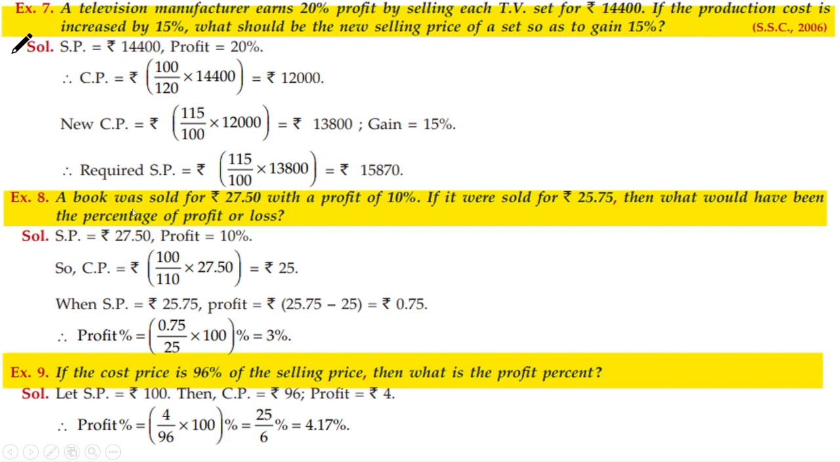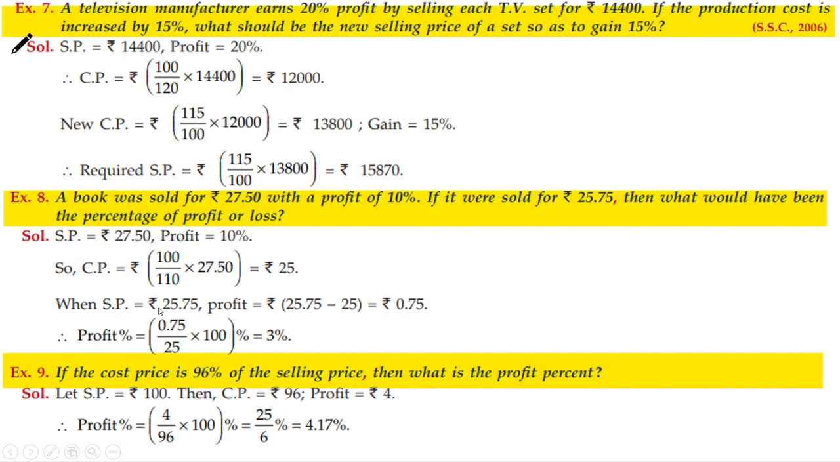A book was sold for rupees 27.50 with a profit of 10%. If it was sold for 27.75, then what would have been the percentage of profit or loss? Selling price equal to rupees 27.50. Profit equal to 10%. Then cost price equal to 100 by 110 into 27.50. That equal to rupees 25.